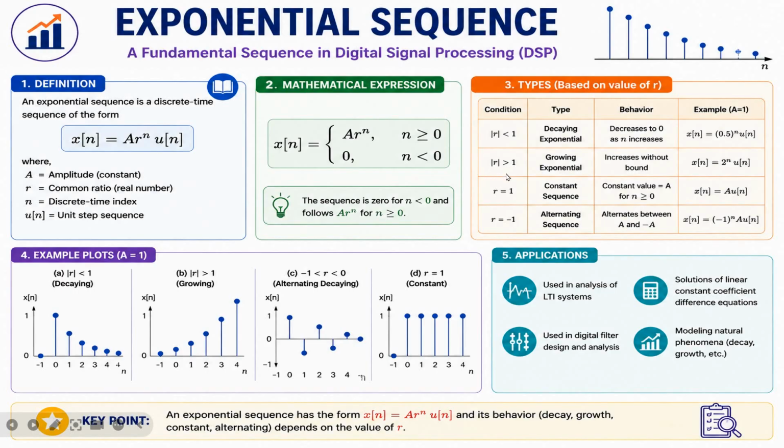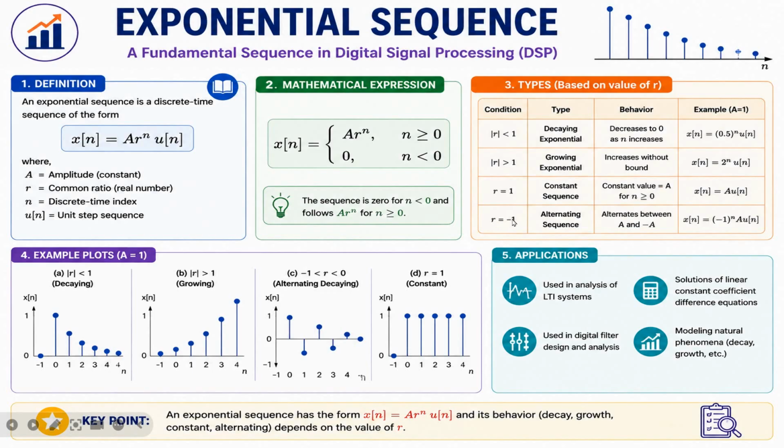Next, the magnitude of r is greater than 1. It means that it will be a growing exponential sequence. It increases without bound. Here we can see we have taken r equal to 2. Next, if r is equal to 1, then it is a constant sequence. That is, it will have a constant value equal to the amplitude, that is a, for n greater than or equal to 0. Here you can write it as x of n equal to a into u of n. We are not writing r raised to n here. Instead, we'll take the amplitude because it will be a constant value.